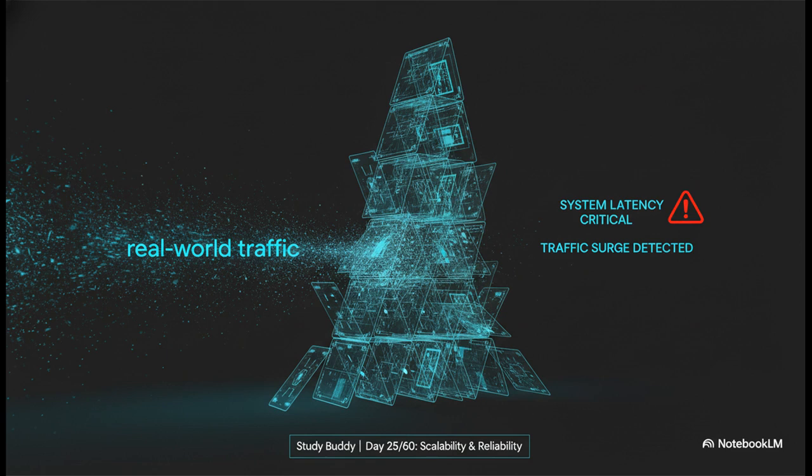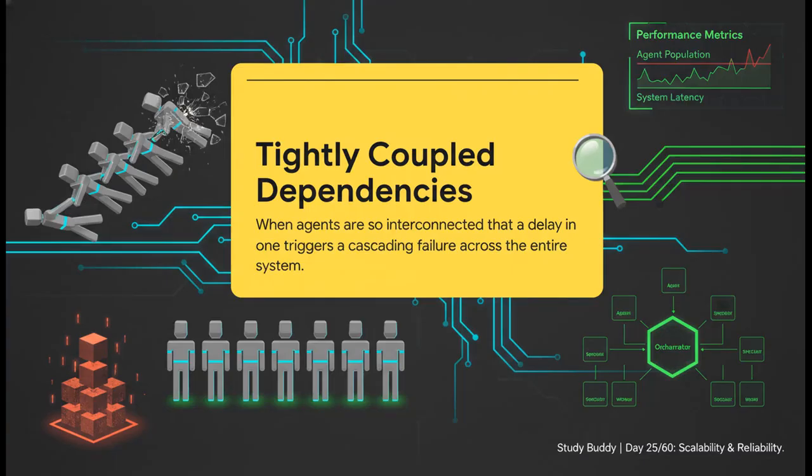So what exactly is making this foundation so weak? Well, the main culprit is something called tightly coupled dependencies. And look, that's just a fancy way of saying all your agents are basically holding hands. If one agent slows down or gets stuck or makes a mistake, it yanks everyone else down with it. It creates this catastrophic chain reaction. It's not a team, it's a domino rally just waiting to be tipped over.